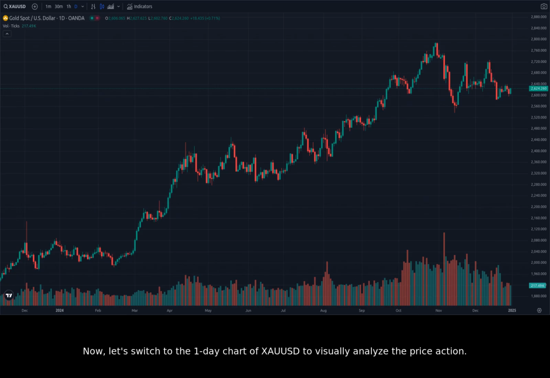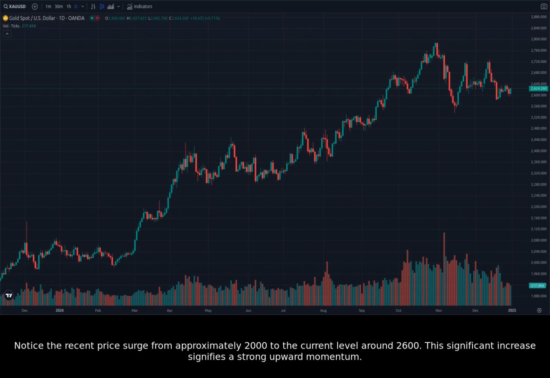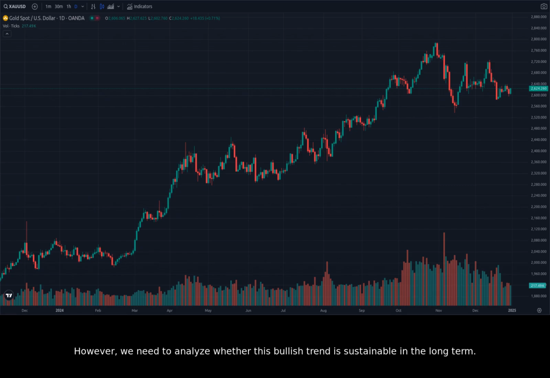Now, let's switch to the one-day chart of XAUUSD to visually analyze the price action. We observe a clear upward trend in the past few weeks, suggesting growing bullish sentiment. Notice the recent price surge from approximately $2,000 to the current level around $2,600. This significant increase signifies a strong upward momentum. However, we need to analyze whether this bullish trend is sustainable in the long term.